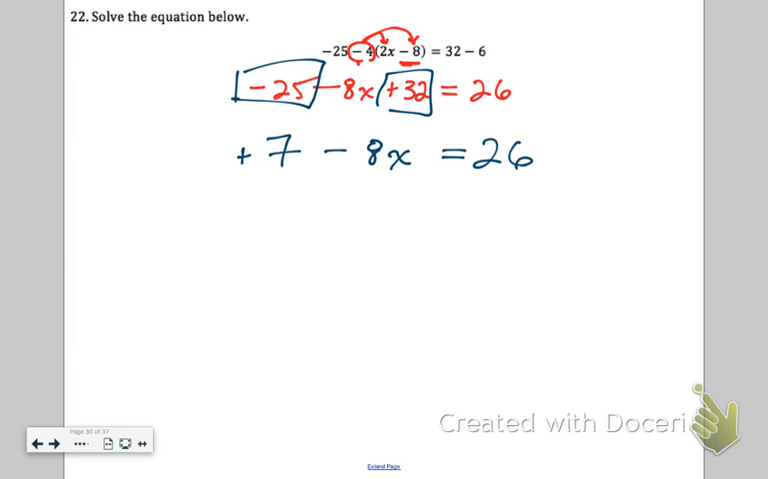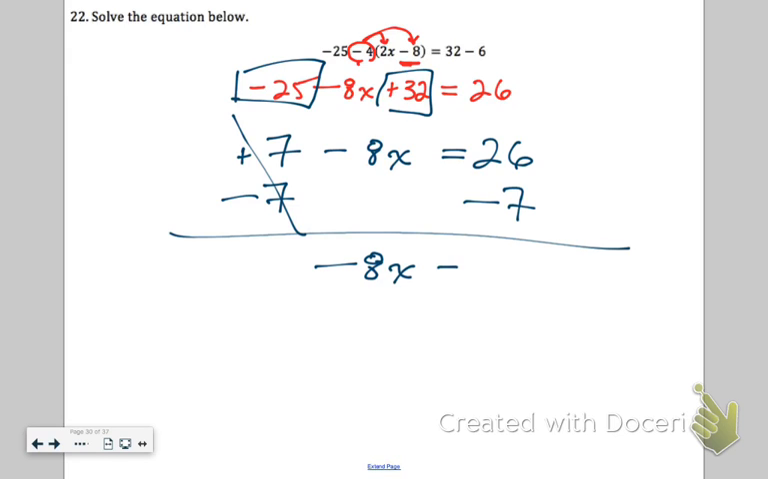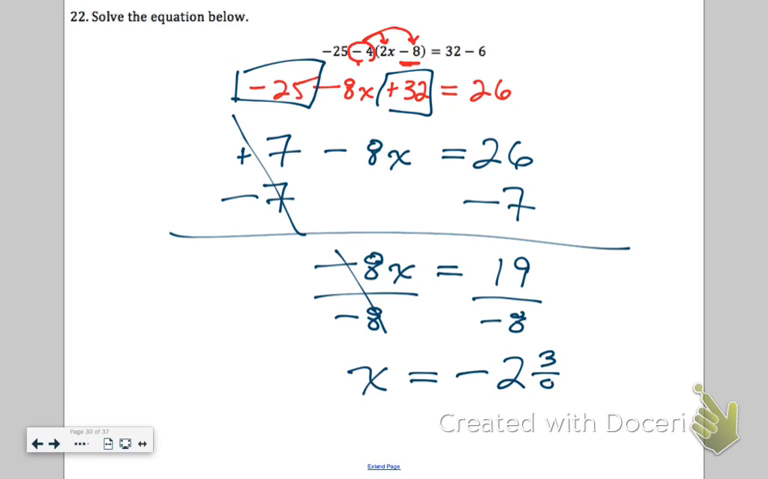All right. So I have a positive 7 and a negative 8x. The first thing I want to do is move that positive 7 to the other side. If I subtract 7 from both sides, those guys go away. I'm left with negative 8x equals 19. Inverse operation of multiplication is division. So I divide both sides by negative 8. I get x equals 19 divided by negative 8 is going to be negative 2 and 3/8.